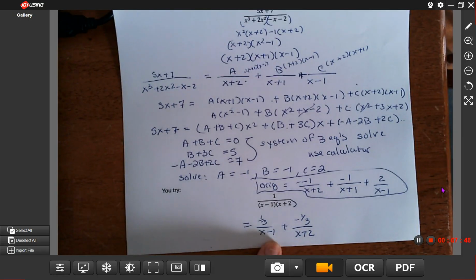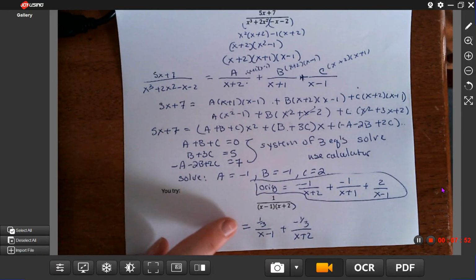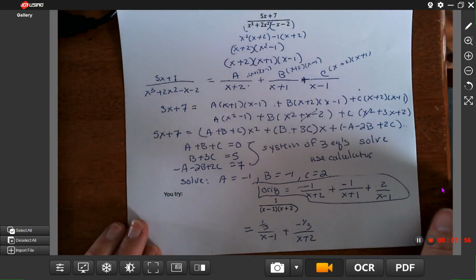So this is the partial fraction decomposition of that problem. I hope you had fun with this problem. Now we're going to turn the page and work on the next one.